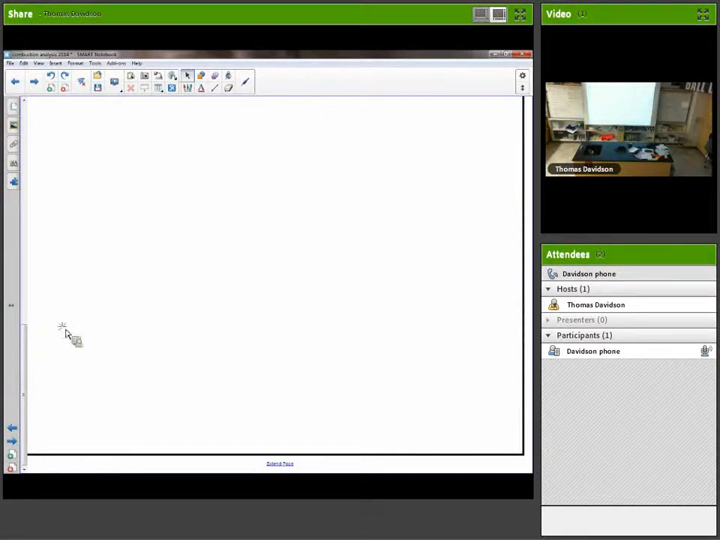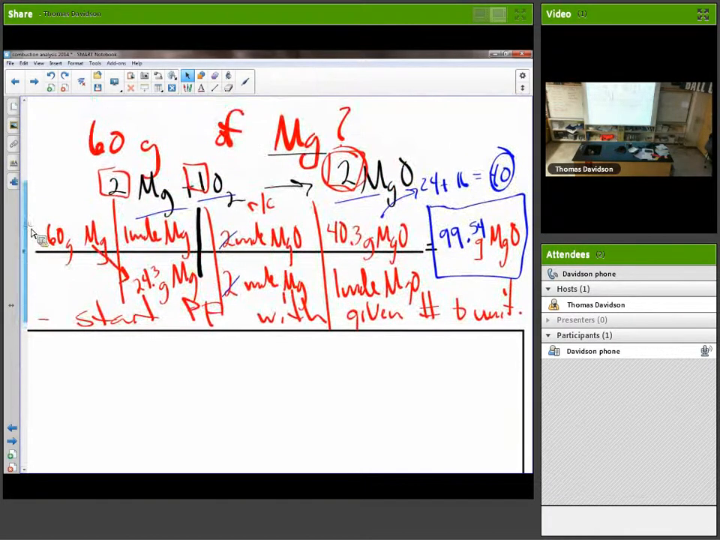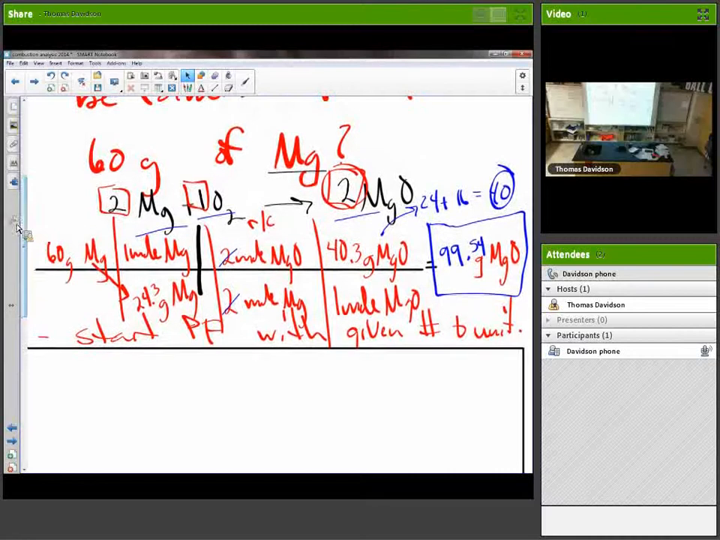Who had 99 point something or 100-ish? Yeah. Who thinks this slate needs to be burned and returned to whatever volcano it came from? Me. I do.